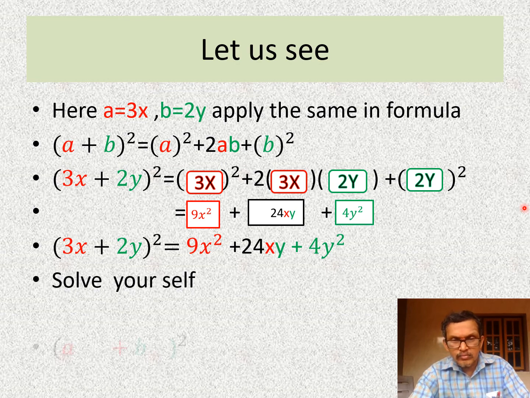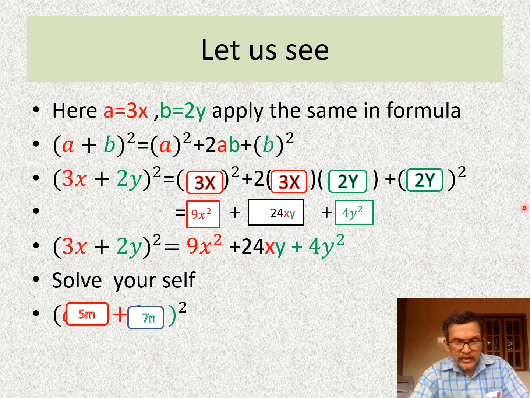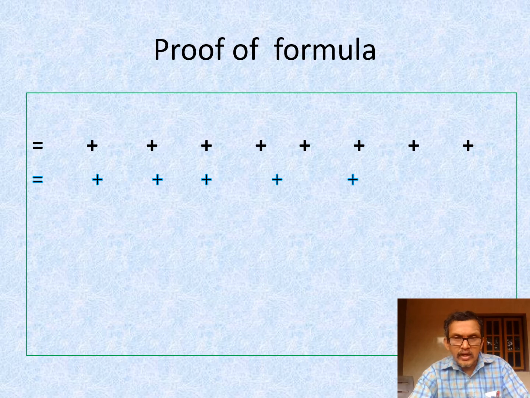So solve yourself. One more problem is given here. Here instead of a, 5m is given, and instead of b, 7n is given. For 5m plus 7n whole squared, using this formula, expand. Try to solve yourself. Now, the proof of the formula for a plus b plus c whole squared.